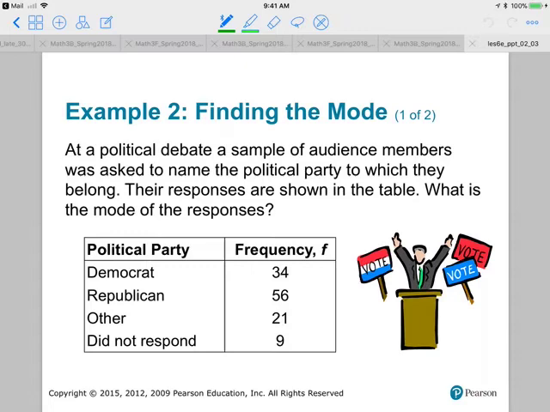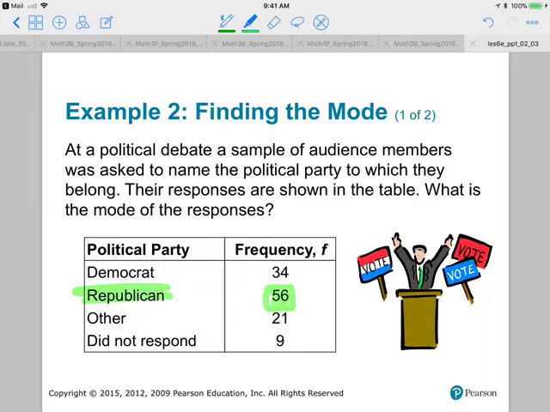Let's do another example. Suppose at a political debate, a sample of audience members was asked to name the political party to which they belong: Democrat, Republican, other, and no response. What's the mode of the responses? What's the most popular response? Most popular response is Republican. So the mode is Republican. How do we know that's the most popular? Because it occurred with a frequency of 56.